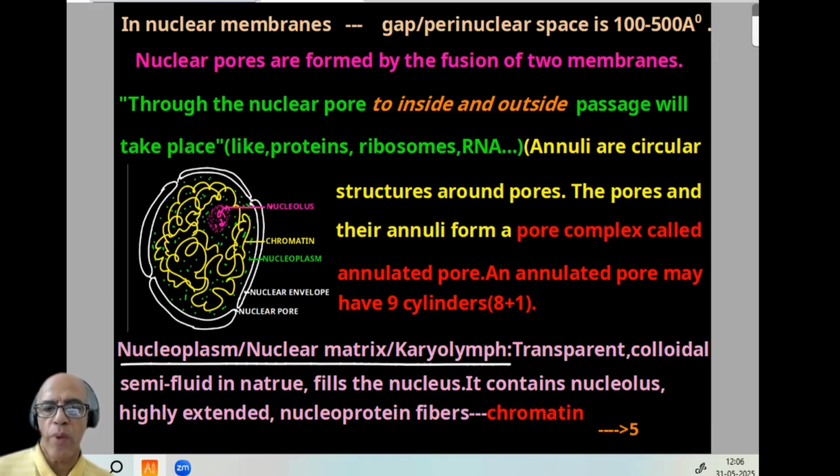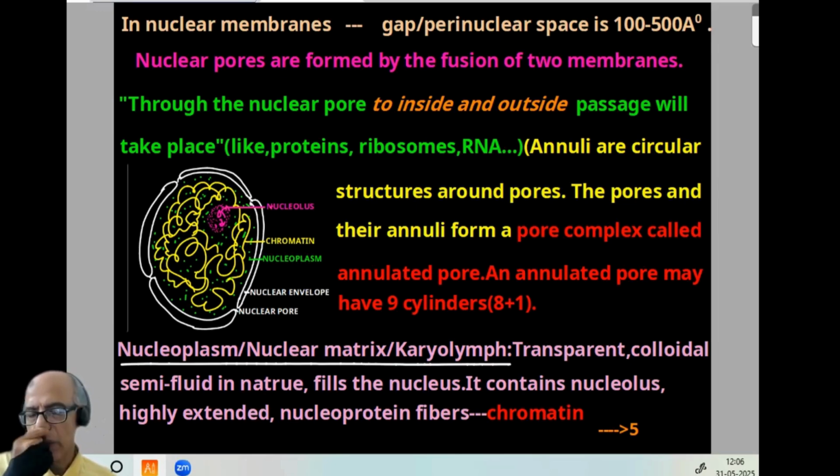So nuclear pores are formed by the fusion of two membranes. Through the nuclear pore, passage will take place both directions, to inside and to outside, of chemicals like proteins, ribosomes, RNA.